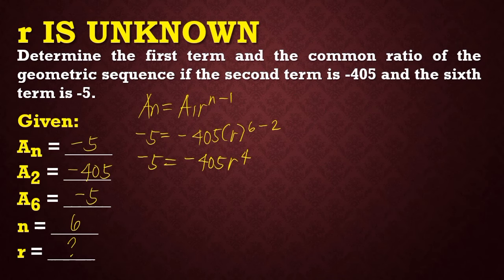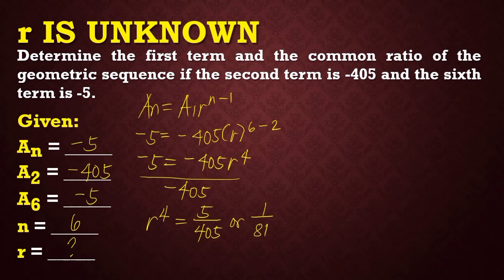And now, we divide the whole equation by negative 405. Okay. So, hindi po natin i-divide yung equation by negative 5 kasi kailangan natin tanggalin yung negative 405 na numerical coefficient ng r to the 4th power. Now, so kapag dinivide natin yan, magiging r to the 4th power is equal to negative 5 over negative 405, magiging positive yan. So, 5 over 405. And then, pwede nating i-lowest term yan. That is 1 over 81.